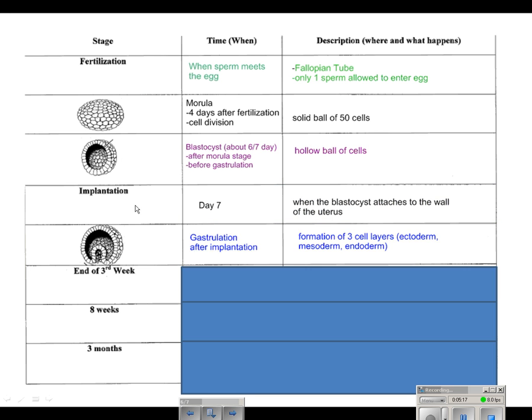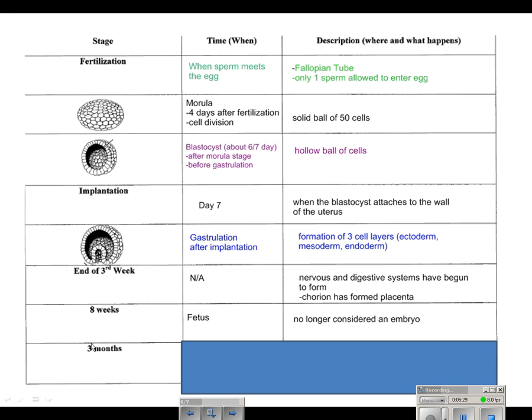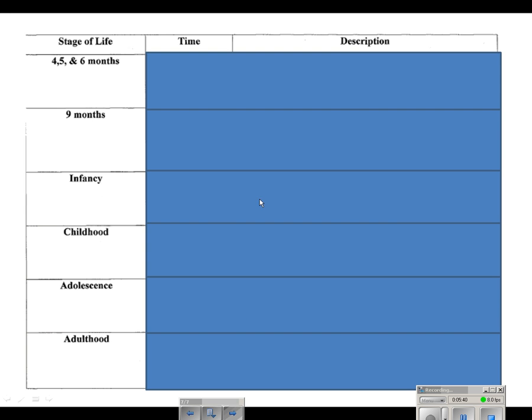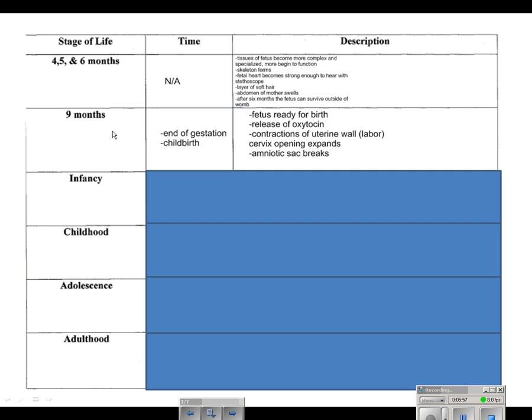Then after that, gastrulation takes place and forms the 3 germ layers, the ectoderm, mesoderm, and endoderm. At the end of the 3rd week, we start to develop the nervous and digestive systems, and the placenta has formed. Then at 8 weeks, we call the structure a fetus. After 3 months, most of the major organs have formed and the umbilical cord. And then at 4, 5, and 6 months, we get lots of tissues and the skeleton and a very strong fetal heartbeat. And after 6 months, the fetus can actually survive outside of the body, but we like to have it carried to term, the gestational period, which is 9 months.